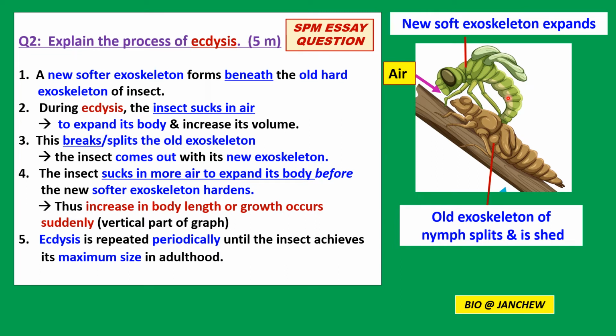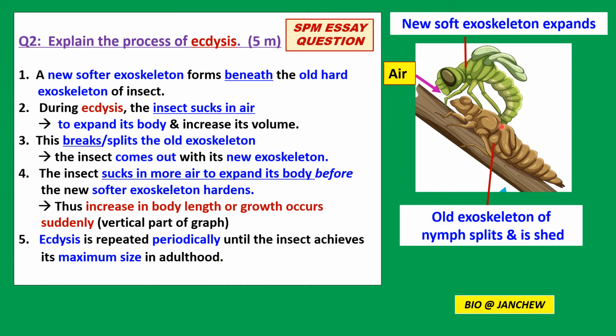Okay, and by the way, this is the time when it becomes vulnerable to predators because it's lying still on the branch, right? Anyway, as it sucks in air to expand its new soft exoskeleton, it is increasing in body length and the growth occurs suddenly. So this is shown by the vertical part of the growth curve, okay, as you will see later. Then ecdysis is repeated periodically until the insect achieves its maximum size in adulthood.